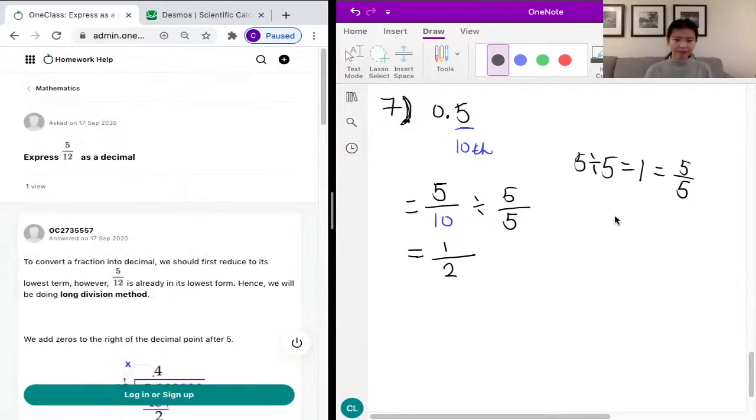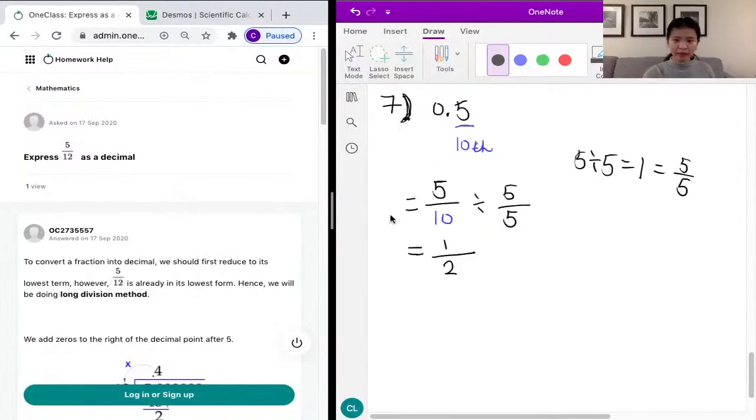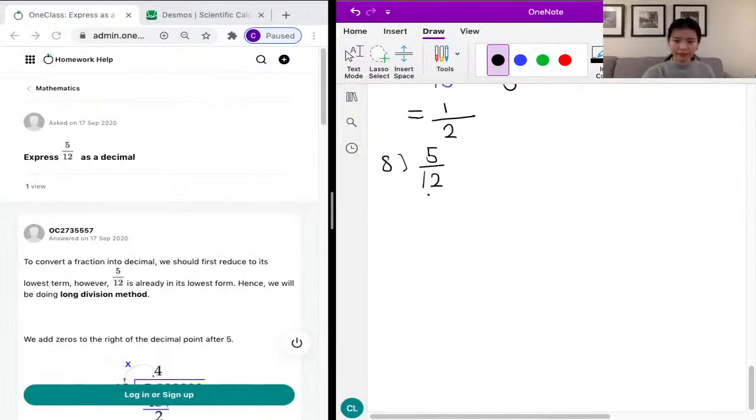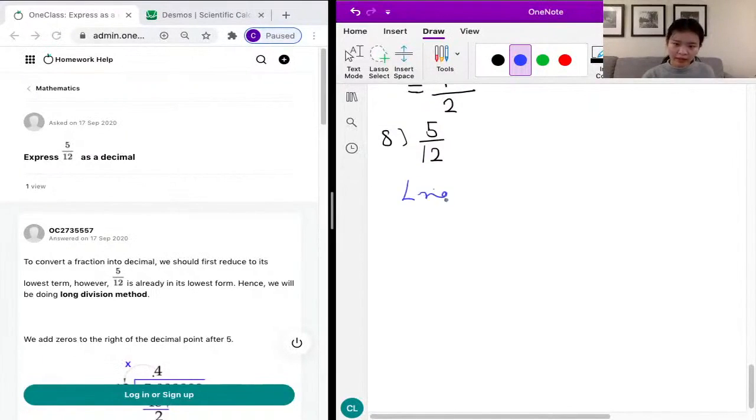Our next problem asks us to again convert a fraction to a decimal. So over here we're expressing 5/12 as a decimal. Again, the easiest way to do this kind of problem is to use long division.